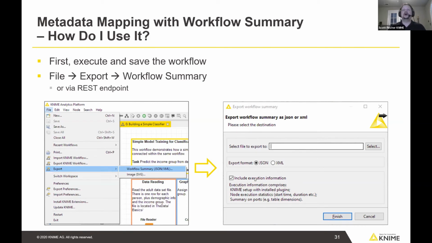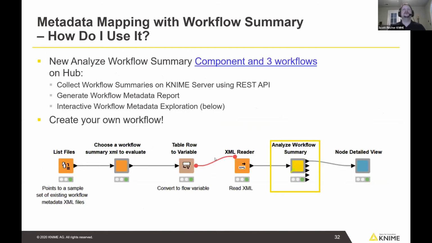There's another optional checkbox here that will allow you to supply some additional detailed information in my summary or not. Once you make those choices, then you've got your workflow summary. So I mentioned there are some workflows that we have out there already on the hub that will allow you to use this information in some existing ways. All three of these workflows use this Analyze Workflow Summary component, which is also up on the hub.